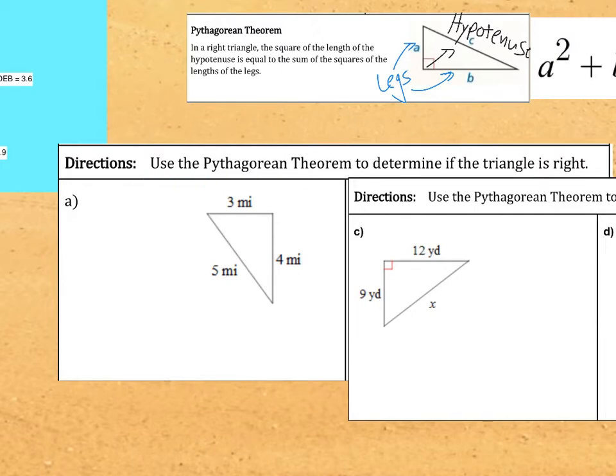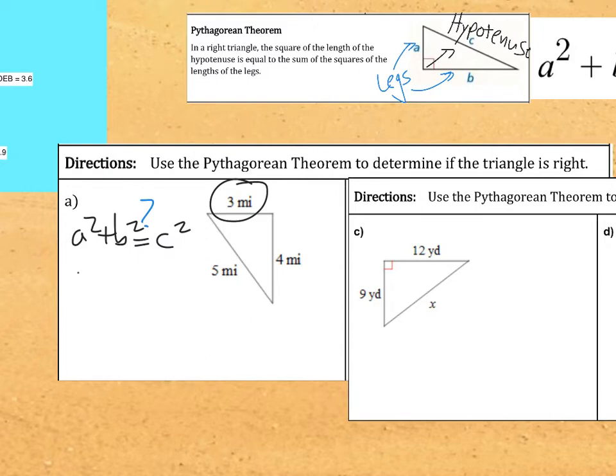Let's use the Pythagorean theorem to determine if this is a right triangle. So we've got 3, 4, and 5. We don't know if it's a right triangle. Well, if it was, then it would have to follow the equation a squared plus b squared equals c squared. And in fact, we'll put a little question mark over that equals because I don't know. Well, what is a and b?